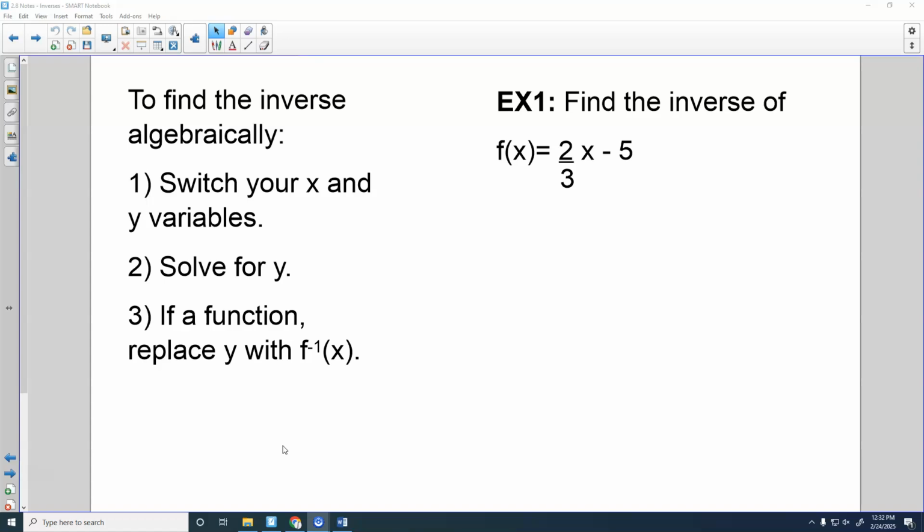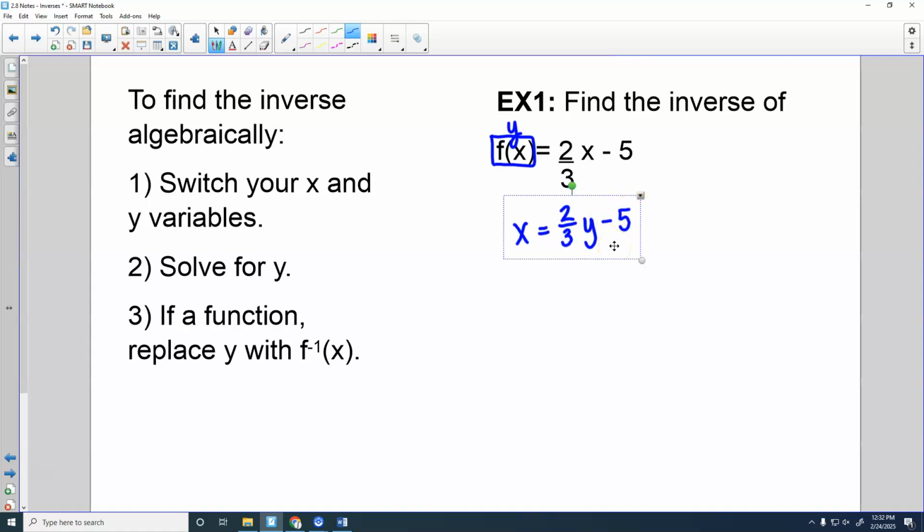So the first step, whenever you want to find the inverse function of whatever function you're dealing with, is you want to switch your x and your y variables. Now, this equation does not have a y variable, but whatever your function notation is acts like a y right here. So we're going to switch those. We will have x equals 2/3 y minus 5. Once we have switched our x's and y's, we want to solve for the new y.